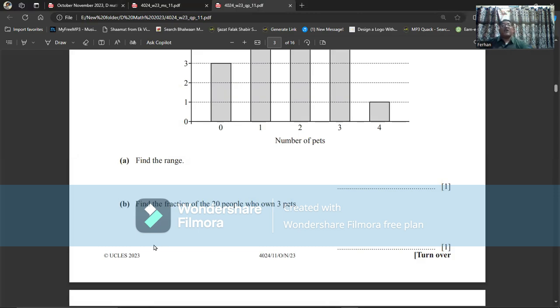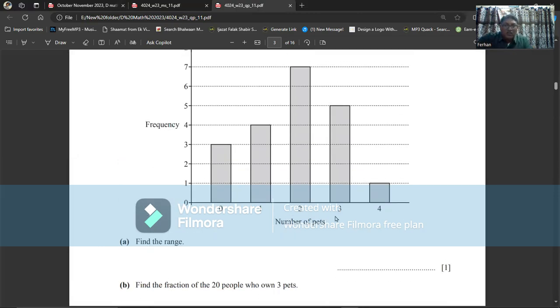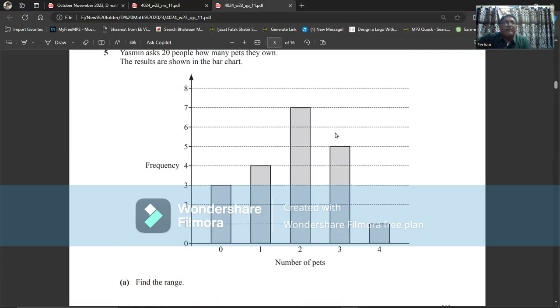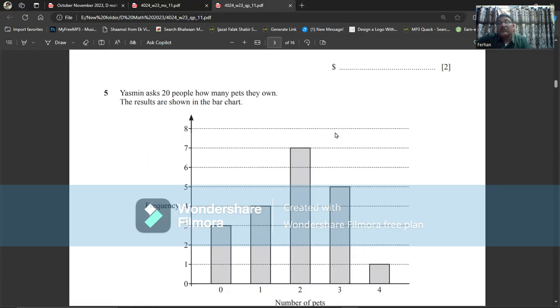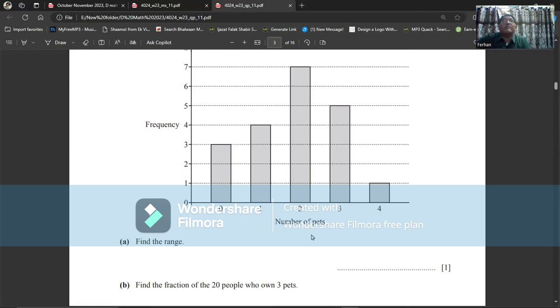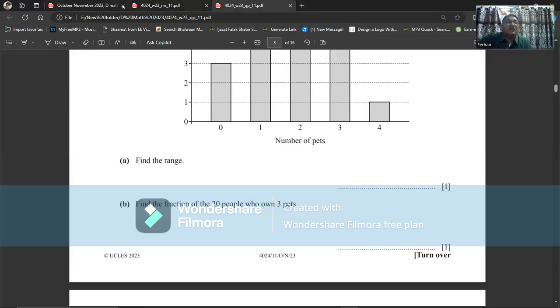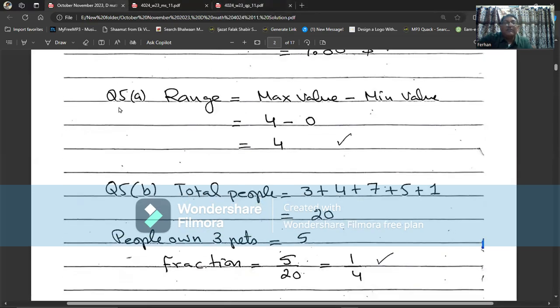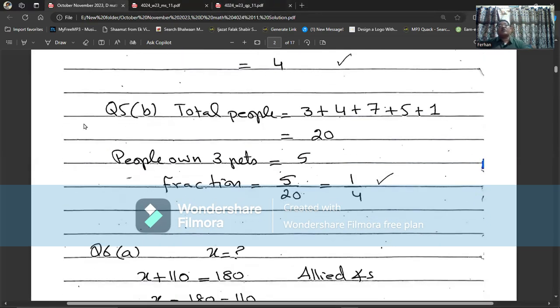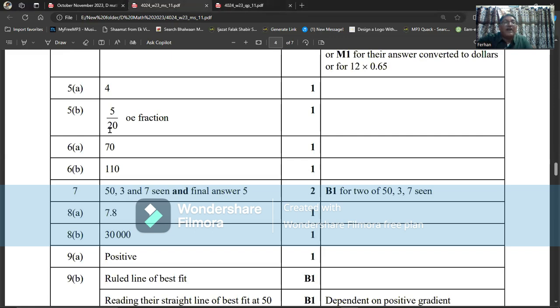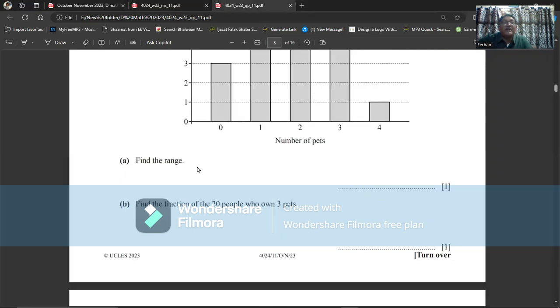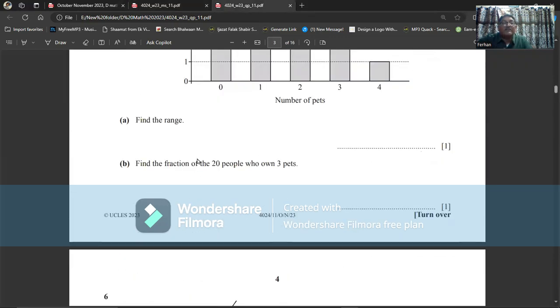Then it says find the fraction of the people who own 3 pets. So let's see. For 3 pets, there are 5 people. And how many people were there in total? There were 20 people. So out of those 20 people, 5 people own 3 pets. So the fraction will be 5 by 20. Total people there are 20, and the people who own 3 pets, there are 5. So the fraction will be 5 by 20, or 1 by 4. 5 by 20 is the right answer or equivalent. Our answer is right.